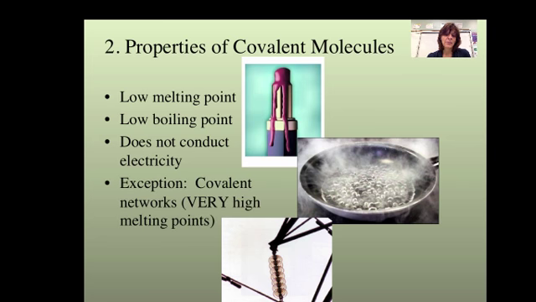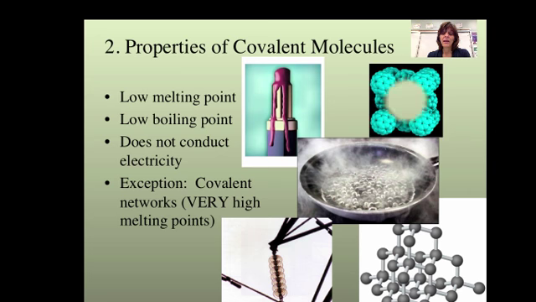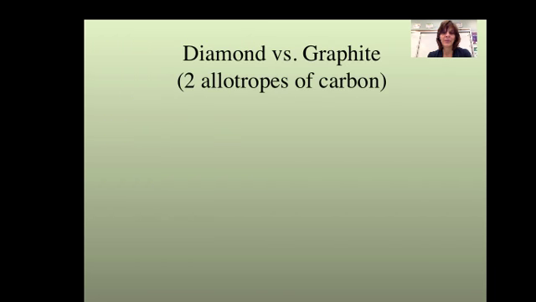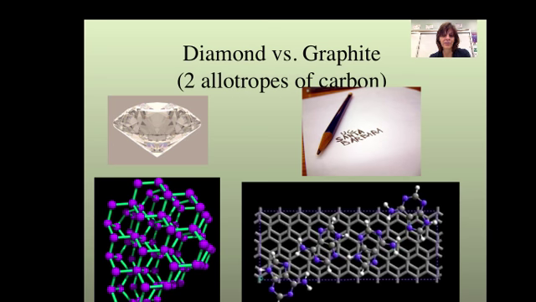Now there's an exception to these properties, which is called covalent networks, which have very high melting points. Those involve diamonds or graphite or buckyballs, which we'll talk more about later. Here are some pictures of how those are bonded together, but you can see instead of discrete little molecules, they're bonded in 3 dimensions and therefore would be much, much harder to melt.